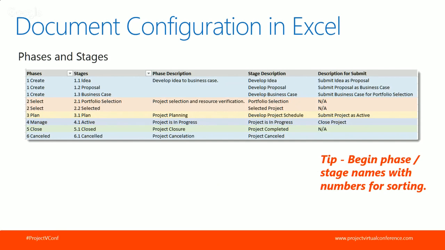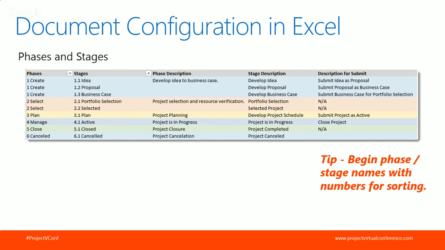Notice a tip that I have here: as you're configuring phases and stages, you want to include a numbering schema. There are views in the application that actually show these phases and stages alphabetically sorted. So it's really a tip and a best practice to include a numbering schema in front of those stages so that they're properly sorted in views. So I've done that. You can see I start with 1.1 for the first phase, and I go to 2.1 for the second on down.